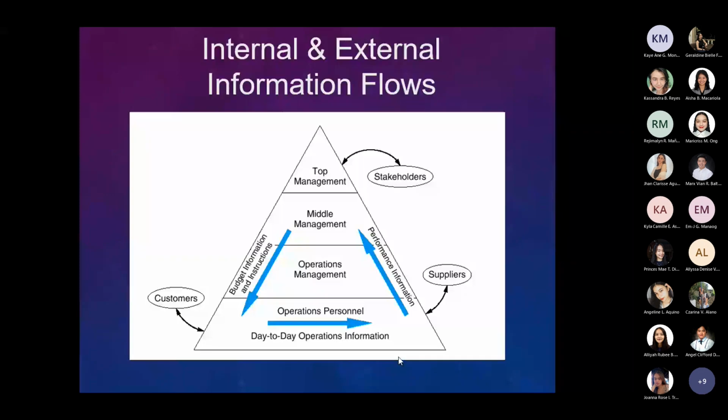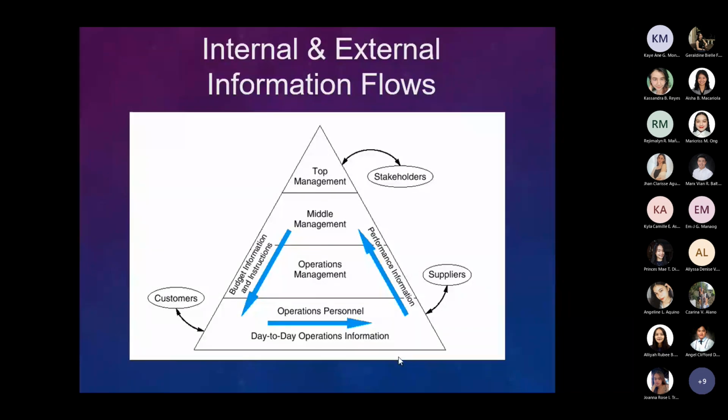So, let's start. This is the diagram of internal and external information flows. As you can see, the management level within the triangle is yung tinatawag nating internal users. Yung nasa labas, such as your stakeholders, suppliers, customers, are your external users, correct? So ma'am, how do internal and external information flow to the company?